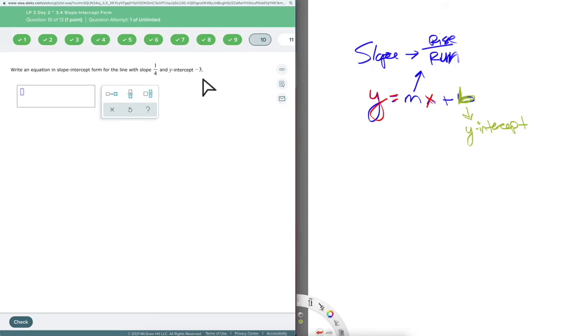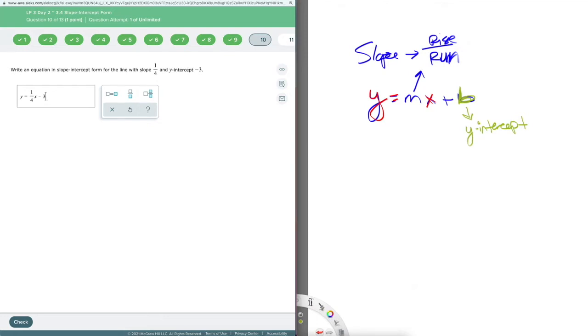So we're going to have y equals, it's the slope times x. So they told me slope is 1/4 x, and then it's plus b, in this case it's -3 because we're subtracting, it's a -3, so plus b becomes -3. So I just plug those 2 pieces in, right?